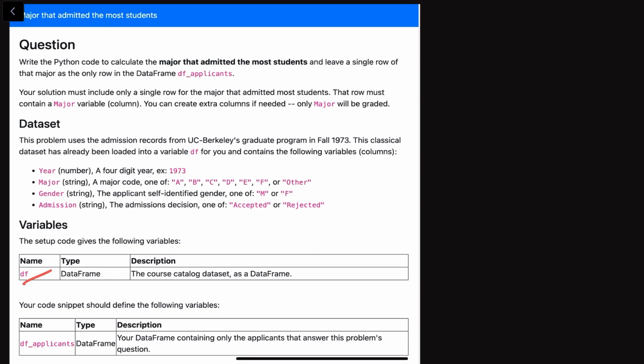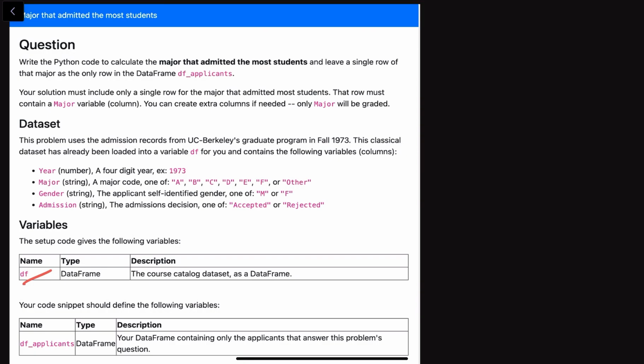So we're going to write Python code to calculate the major that admitted the most students and leave a single row of that major as the only row in the data frame DF applicants. So your solution must include only a single row for the major that admitted the most students, and that row must contain a major variable column. You can create extra columns if needed, only major will be graded.